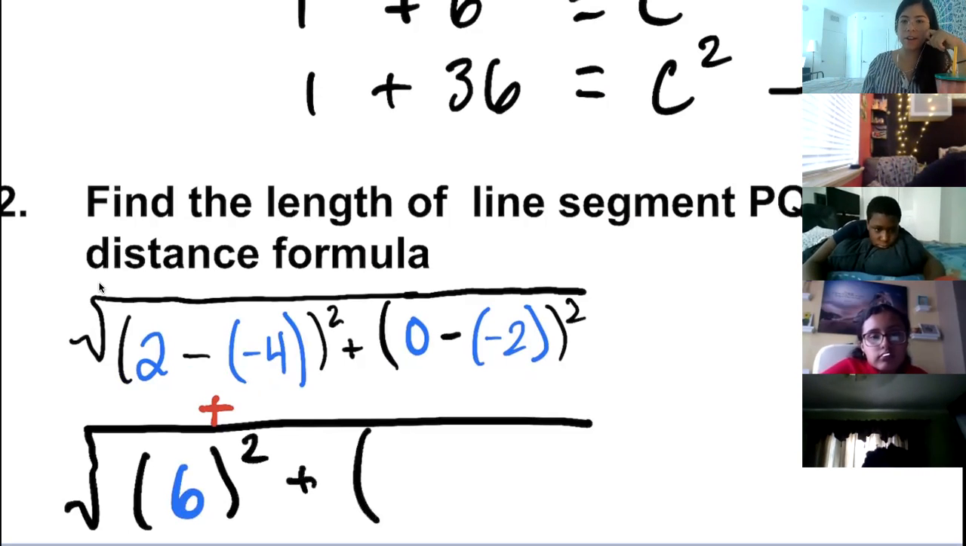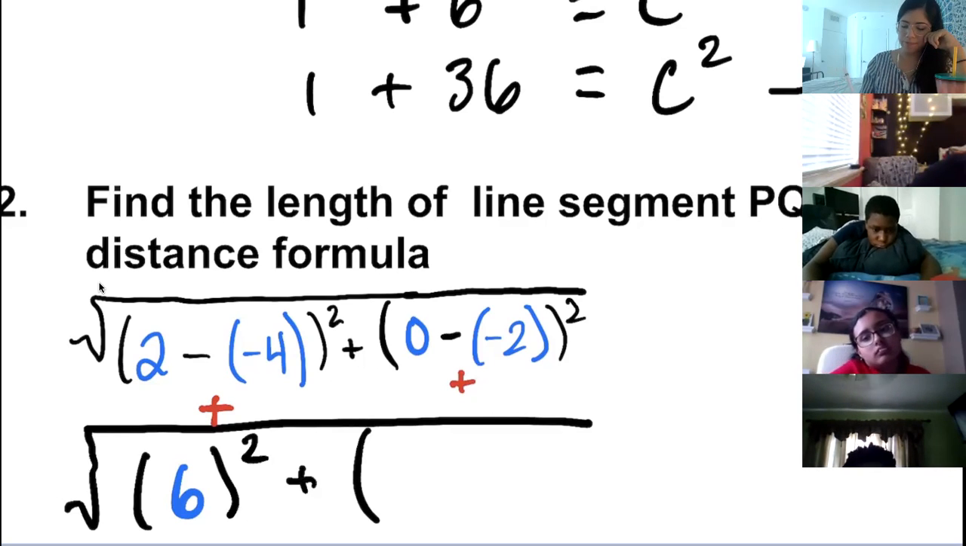And then a similar thing here, I have 0 minus negative 2. 2 negatives make a positive. So that's going to end up as 2.